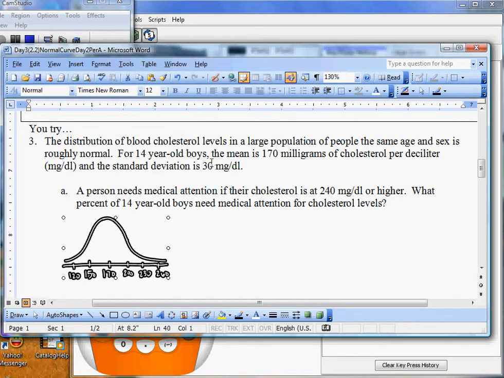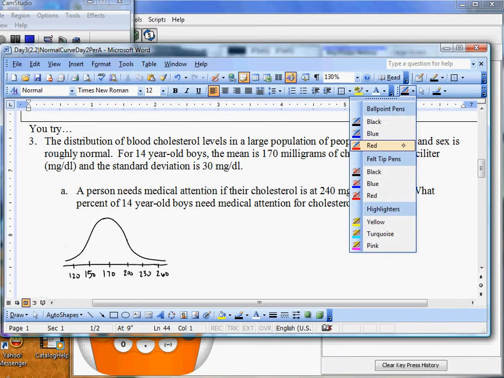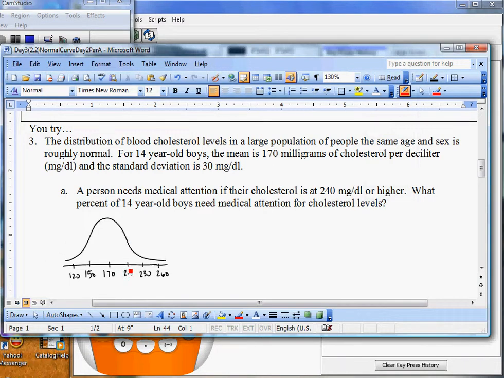If we draw a normal curve, which I've already drawn, the mean is at 170 and the standard deviation is 30, so my point of inflection is 30 away. I want to figure out what percent of my boys will fall beyond 240, right around here. So I want to know the proportion, probability, or percentage of boys that will have a cholesterol greater than 240.